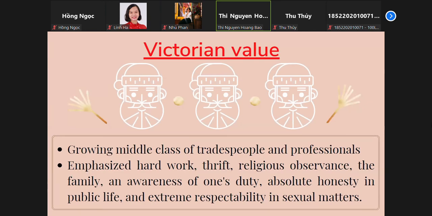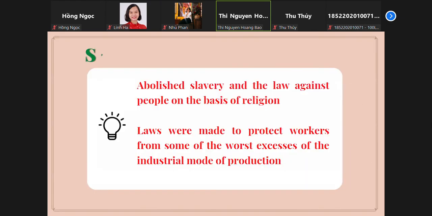One positive social outcome of the Industrial Revolution was the development of skilled labor, which led to the rise of the middle class. This new middle class of tradespeople and professionals held real power in the country. They had a set of values which emphasized hard work, thrift, religious observance, the family, and an awareness of one's duty, absolute honesty in public life, and extreme respectability in sexual matters. This is the set of values which are now called Victorian. So the next slide, please.